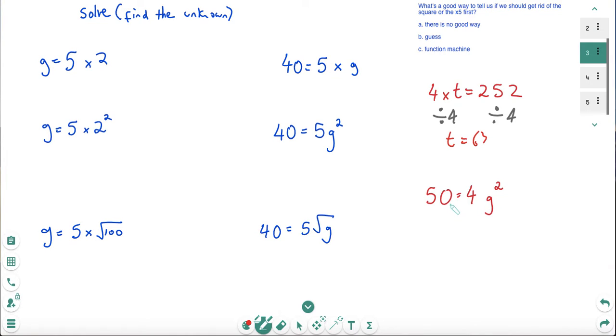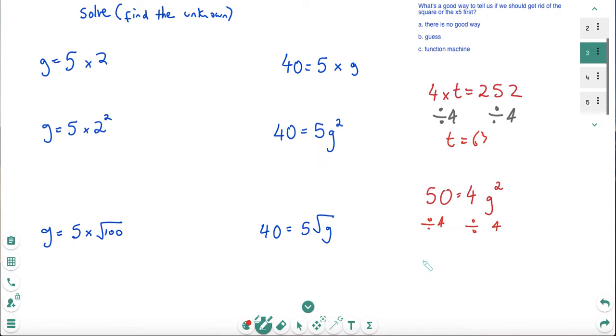Here, 50 is equal to 4g squared. Now I'm kind of stuck. Should I get rid of the 4 first or the 2 first? Think about what method you could use to figure out which one you should get rid of first. I think your multiple choice will help you. For this one, I know for sure I get rid of the 4. Think about how I found that out.